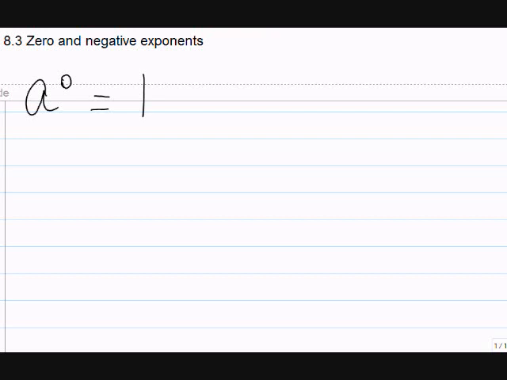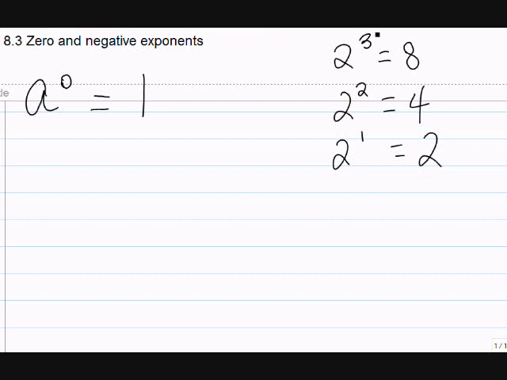Okay, I'll give you the quick explanation here. Let's see. 2 to the 3rd power, that's 8. 2 squared, that's 4. 2 to the 1st power, that's 2. If I want to continue down this list, 3, 2, 1, 0, then 2 to the 0th power, to continue down this list, 8 divided by 2 is 4. 4 divided by 2 is 2. 2 divided by 2 is 1.